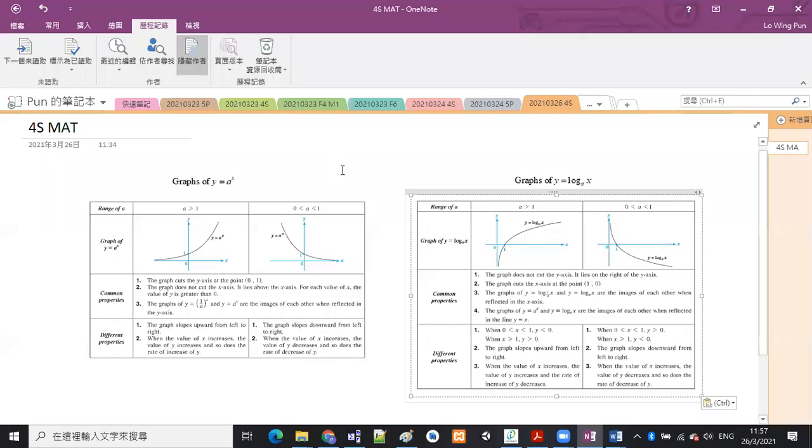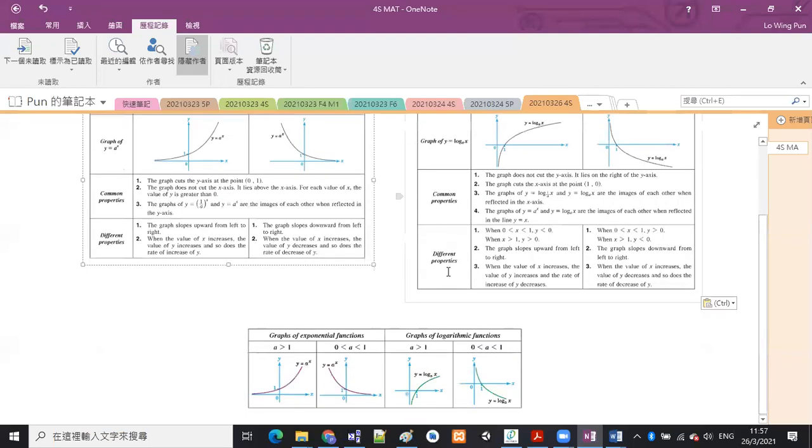So yesterday we were talking about the graphs of exponential functions. Exponential functions is about the graph of the function y equals a to the power x. The graph of an exponential function is divided into two different types. If a is larger than 1, then it is always going upwards, so we call that increasing. And if a is between 0 and 1, then it is decreasing.